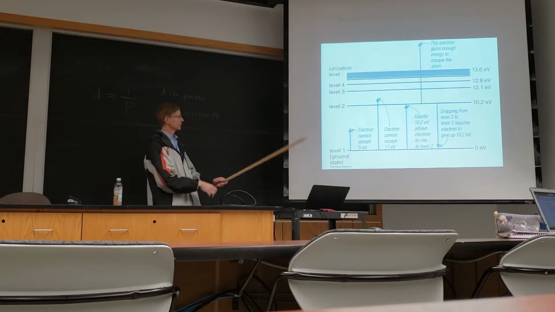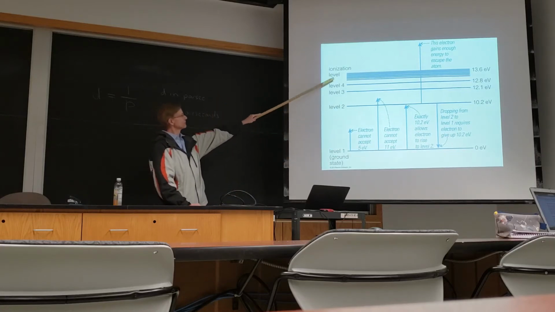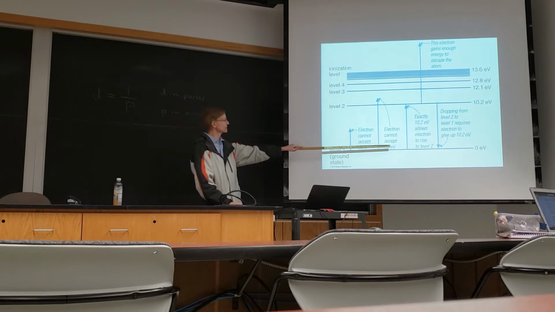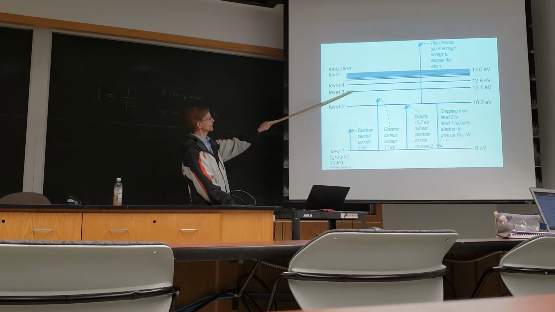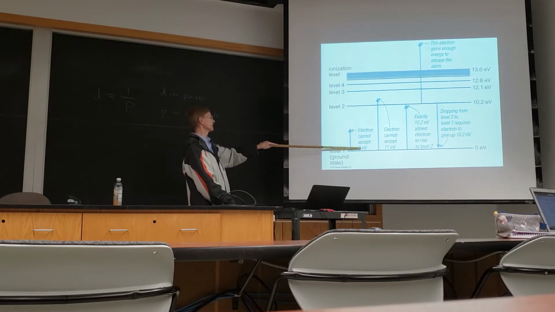And so this is an energy level diagram for hydrogen, and it's showing, for example, if the hydrogen starts in the ground state, level 2 is 10.2 electron volts above that, level 3 is 12.1 electron volts above that, and so forth. So a hydrogen atom in the ground state can't accept a photon with 5 electron volts, not enough to get to level 2.